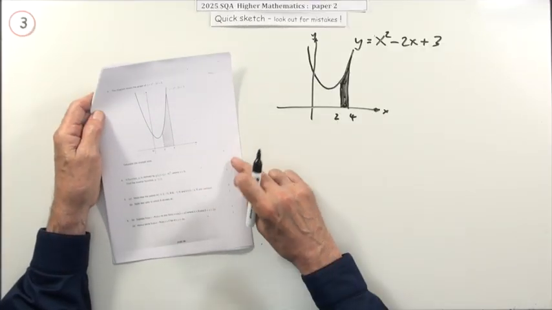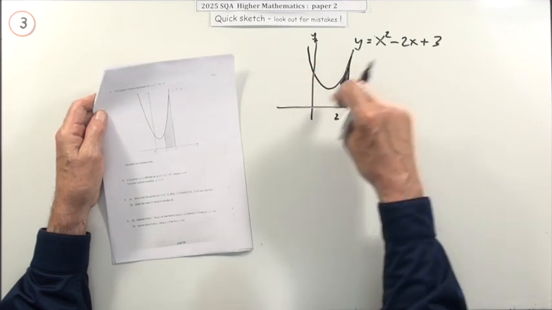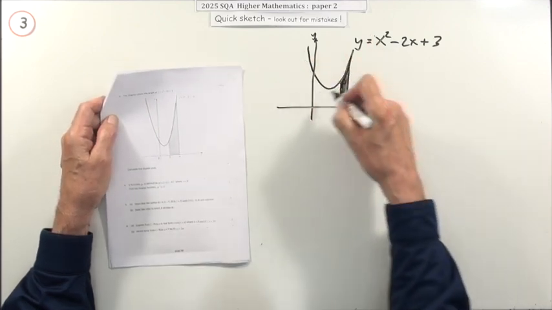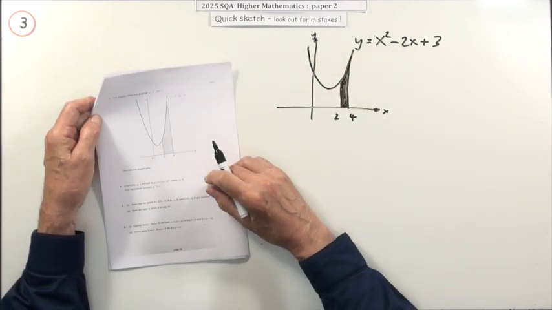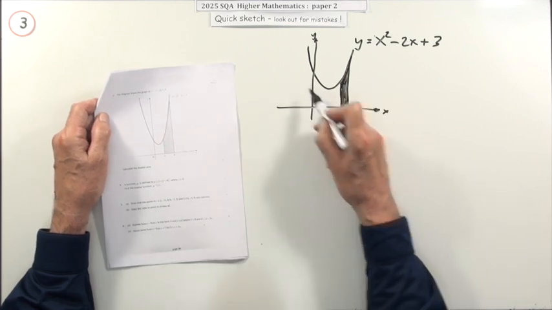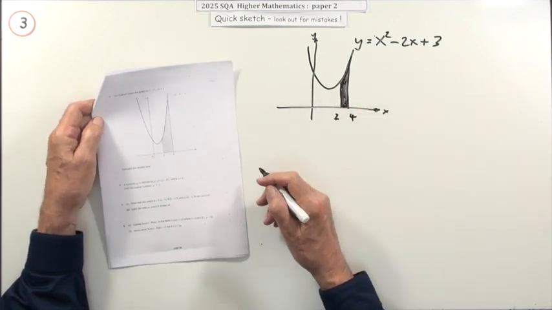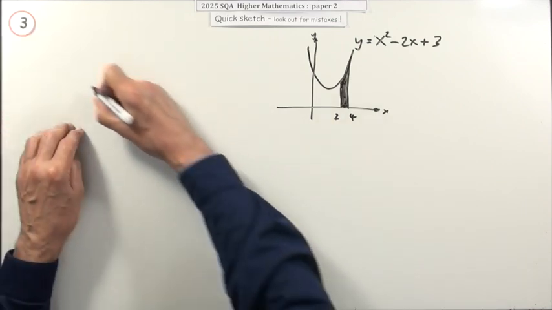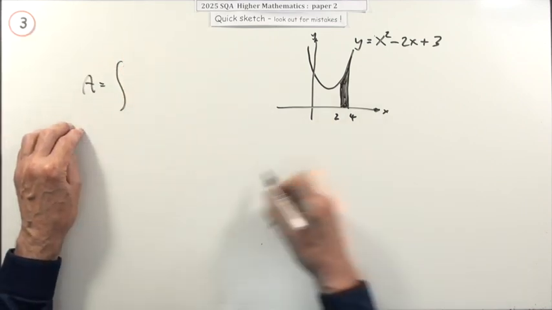Question 3 then. 4 marks for area under a curve, and it's a nice clean diagram. You don't even have this curve crossing the x-axis or anything like that. Calculate this shaded area under this parabola here. 4 marks, well, let's just add it all up.